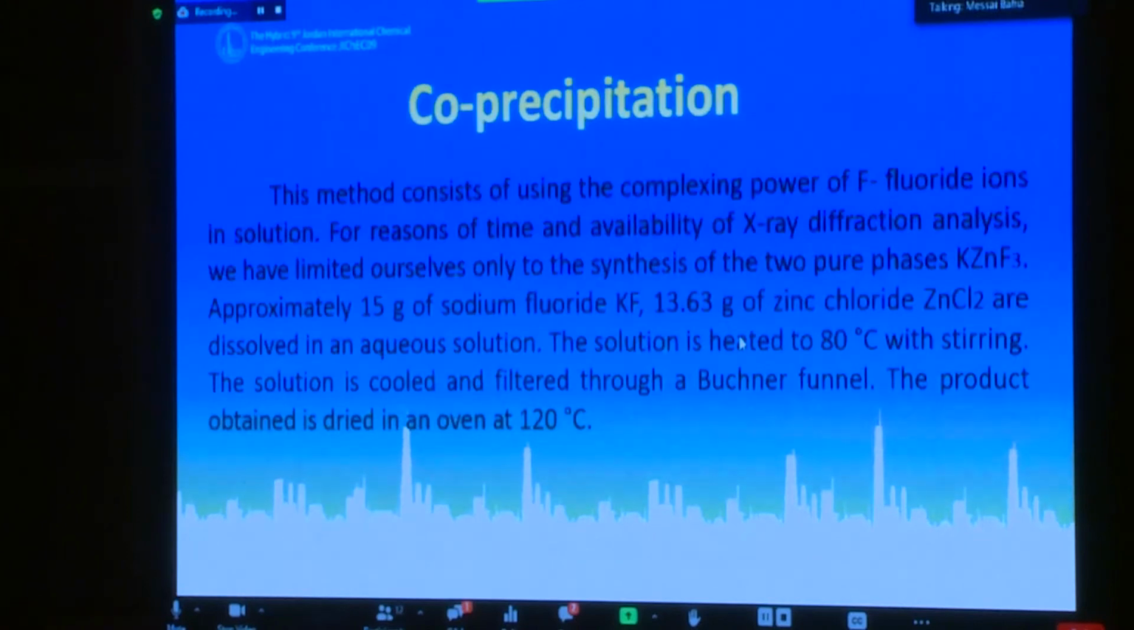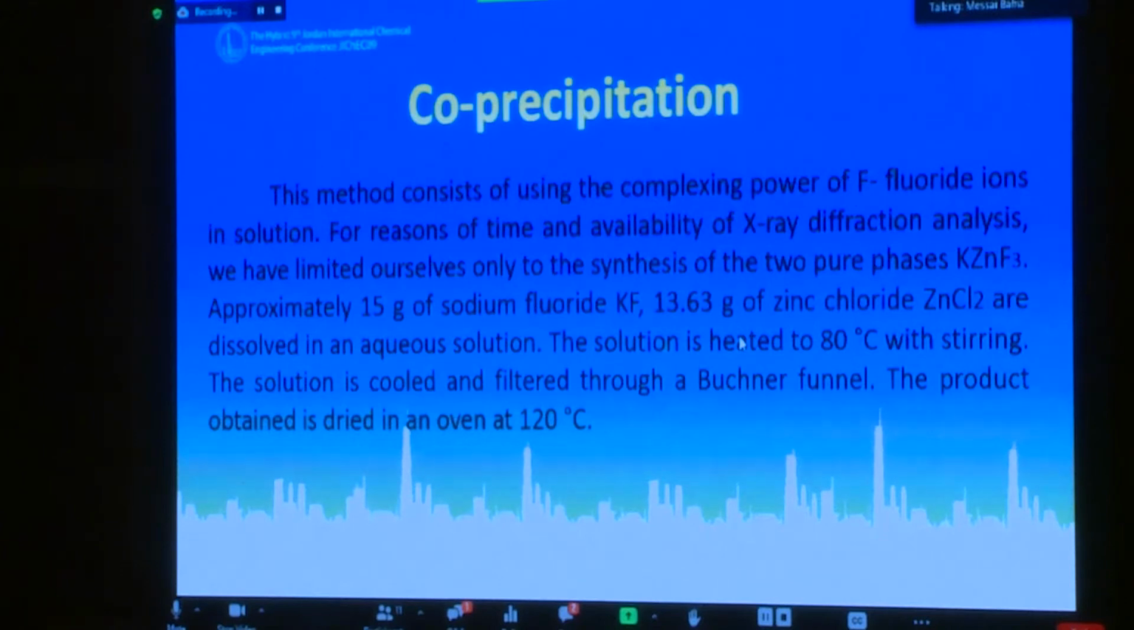This method is used to prepare this powder for reasons of time and availability of X-ray diffraction, because the main reason for this precipitation is the characterization and to prove the presence of KZnF3 and to simulate the X-ray diffraction patterns of those powders by using simulation software.